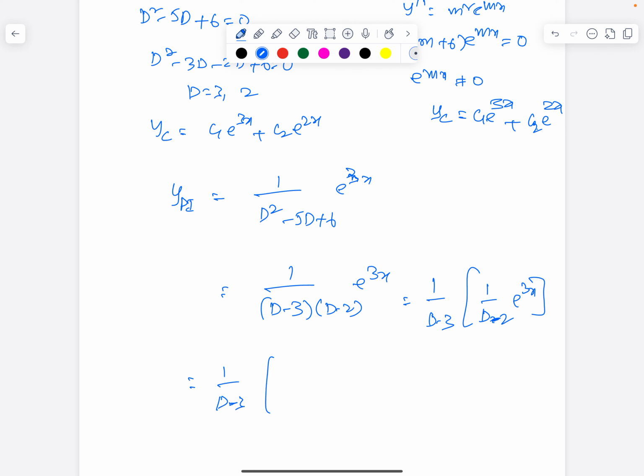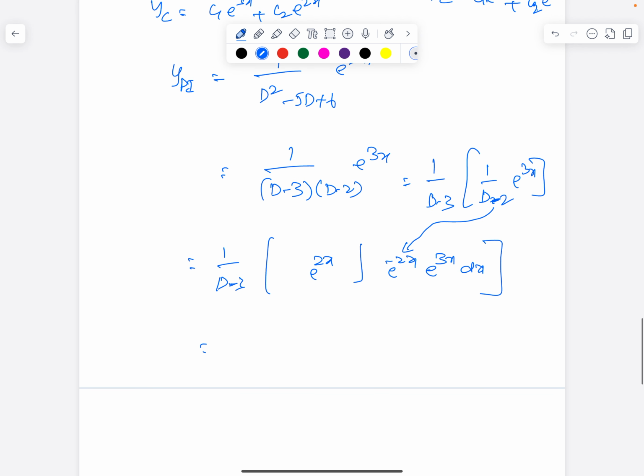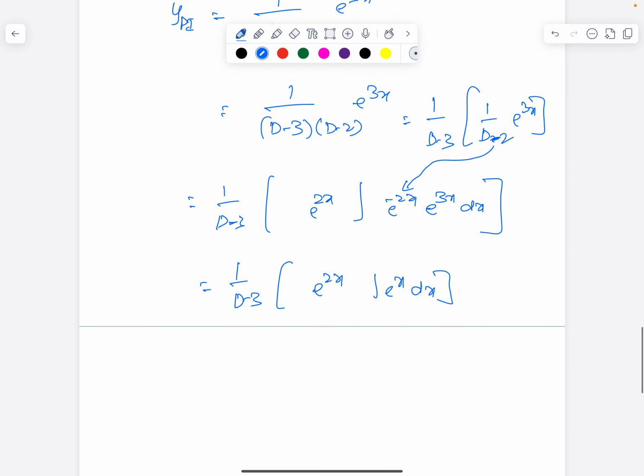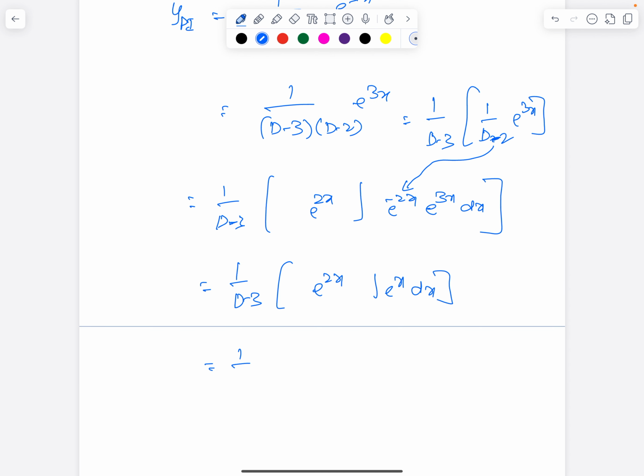and this is nothing but 1 by (D minus 3). We have seen how to handle this. This is like e^(2x) outside, inside with negative e^(-2x), exactly whatever is there, and of course there is the function e^(3x), the non-homogeneous term. This gives you 1 by (D minus 3) into e^(2x) integral of e^x dx, because one is negative 2x, another one is positive 3x. Therefore, you will be getting e^(2x) into e^x. This is 1 by (D minus 3) into e^(3x).